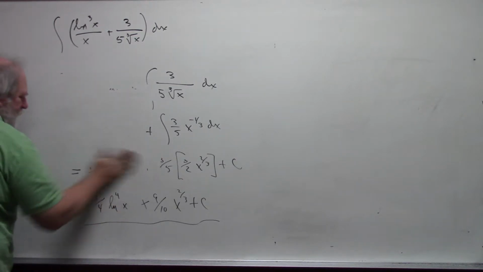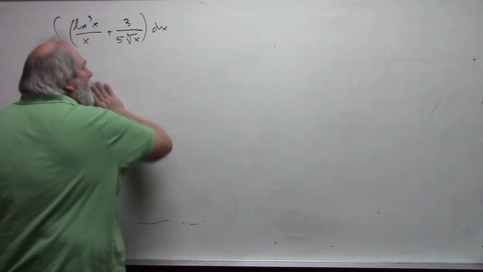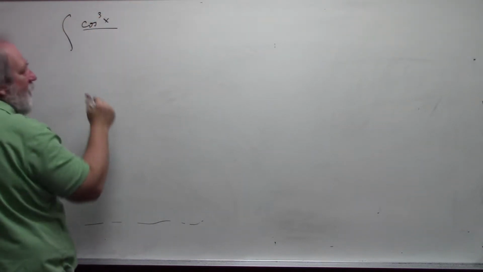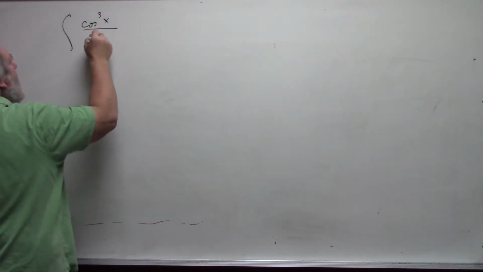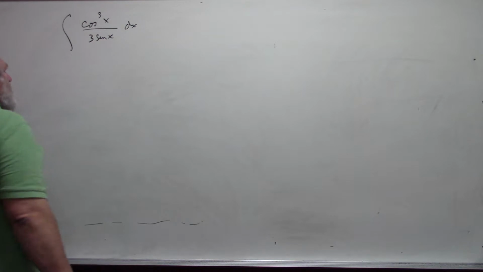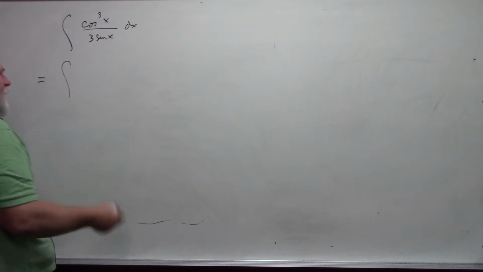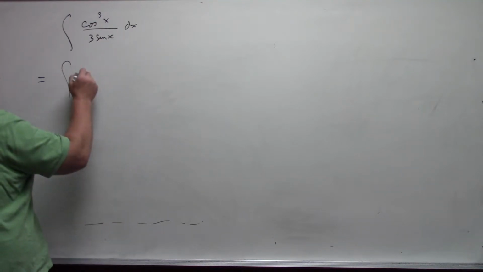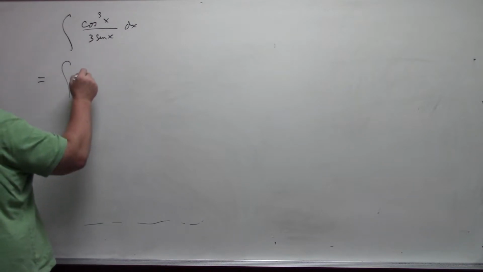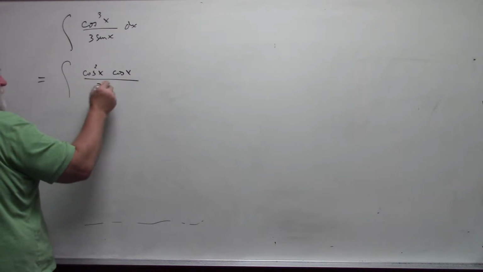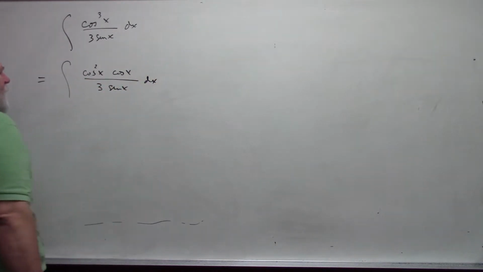Okay, suppose I have the example: the integral of cosine cubed of x over 3 sine x. And in this case, I'm going to write this as the cosine cubed, I'm going to break apart as cosine squared of x times cosine x over 3 sine x. And then use trig.